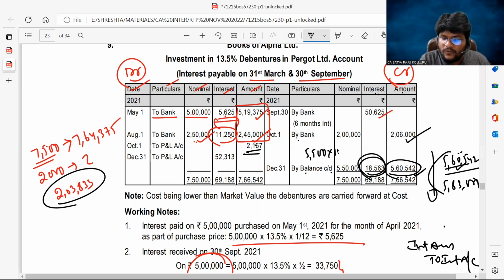5,500 into face value 100 into 13.5% multiplied with September 30th to December 31st, 3 months divided by 12. You can work out, it will come 18,563. Then if you close the account, then the balance under the interest column, you can transfer to profit and loss account. Then the investment account automatically gets tallied.